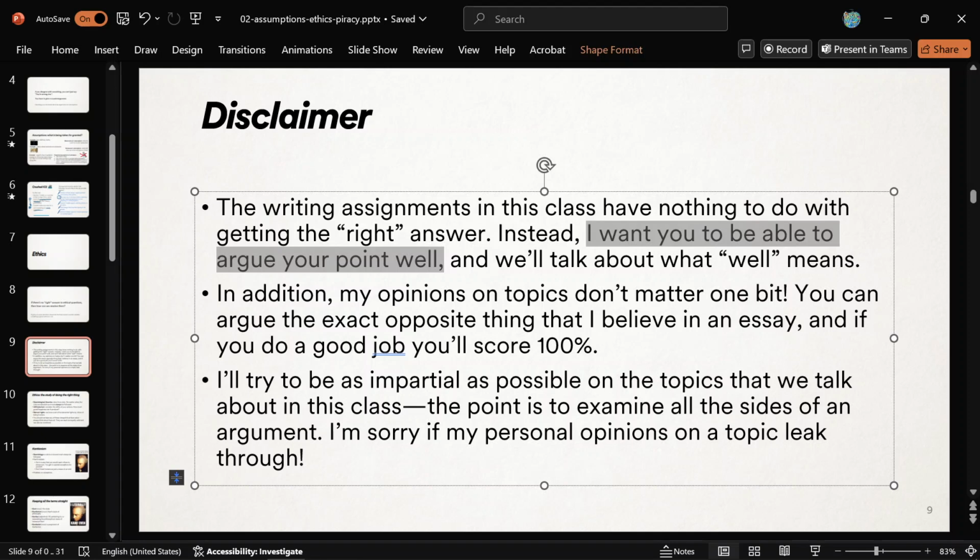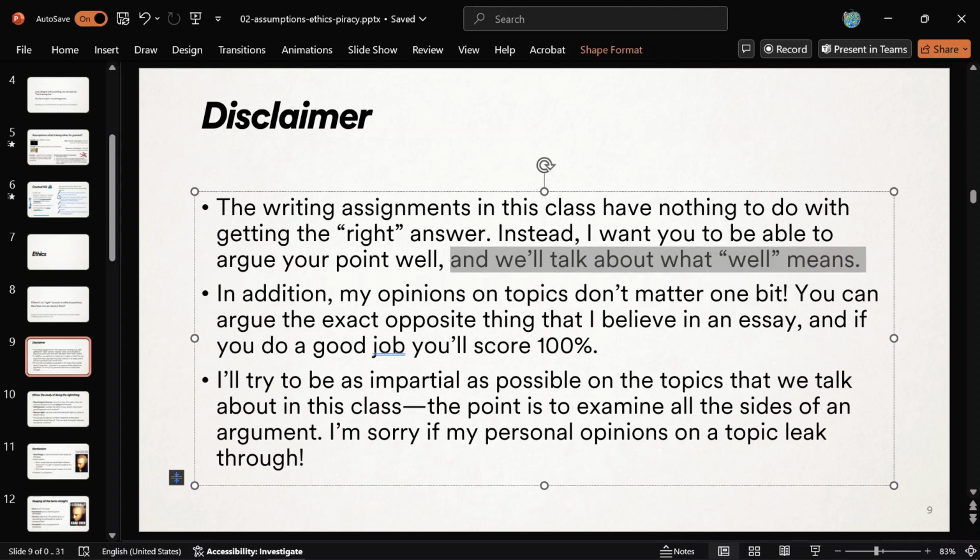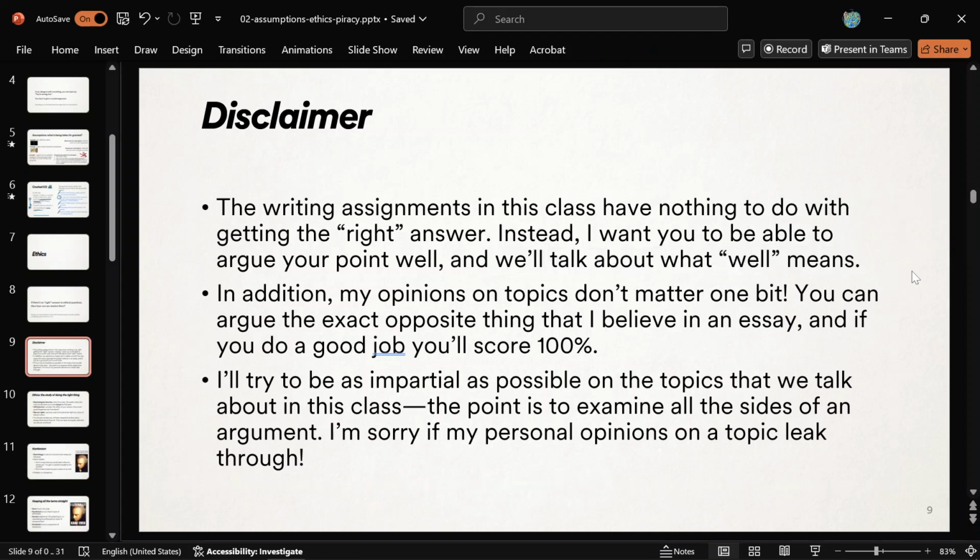There is no right answer, okay? There's no need to think of it that way. And I'll talk to you more and more throughout the semester on what it means to make a good argument. And so that's the first thing I want to say. Don't feel like you need to spit my opinions out, because I'm going to do my best to not even tell you my opinions.